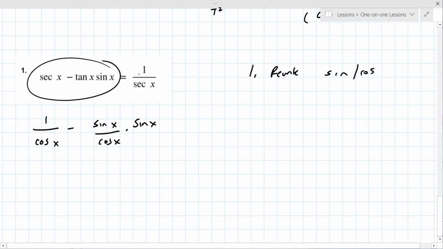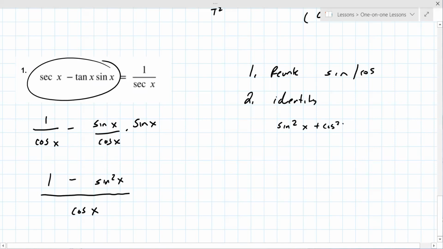So do you see that these have the same bottom, the same denominator? Yes, I do. You can combine them. So the top becomes 1 minus sine squared x, because sine times sine gives you sine squared x. Okay. Another strategy you have are identities. So the one you're going to use most often is sine squared x plus cosine squared x equals 1. And then generally it's like 1 minus sine squared x equals cosine squared x. That's one way to use it. Or 1 minus cosine squared x equals sine squared x.